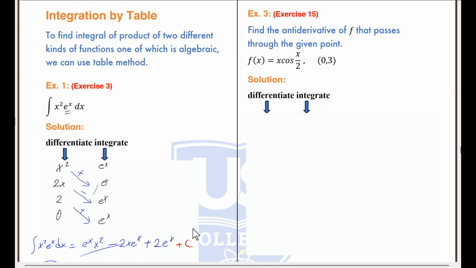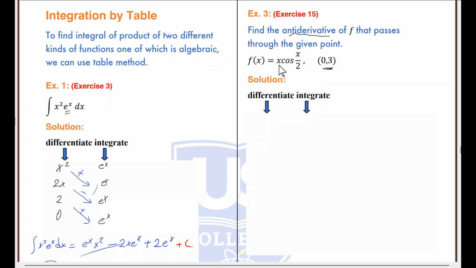Okay, another type of question. Instead of asking the result of integration, it is asking about a specific antiderivative. Exercise 15. Find the antiderivative of f that passes through the given point. Like we did in the first section, we are asked to find an antiderivative for a specific point, then we integrate the function and substitute the given point in the result.